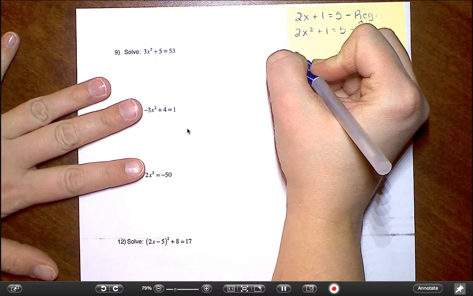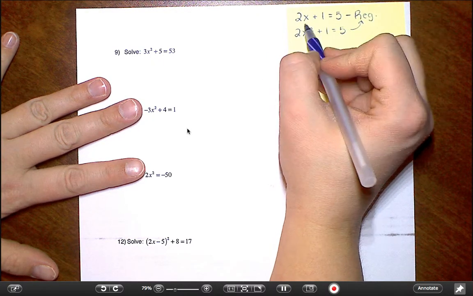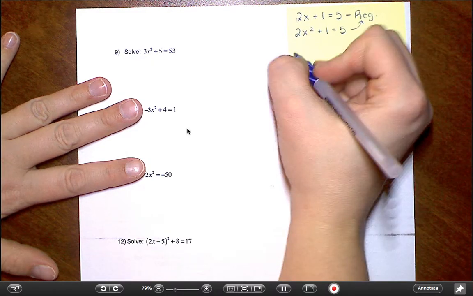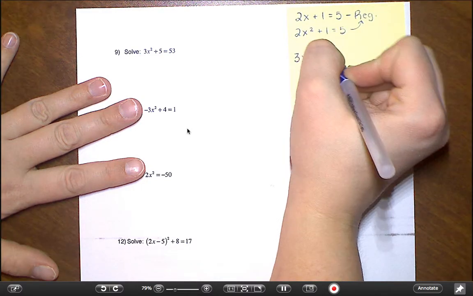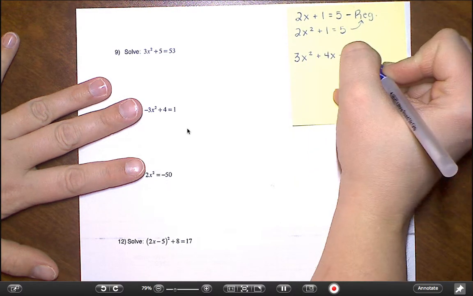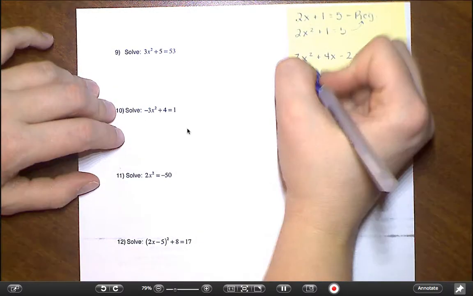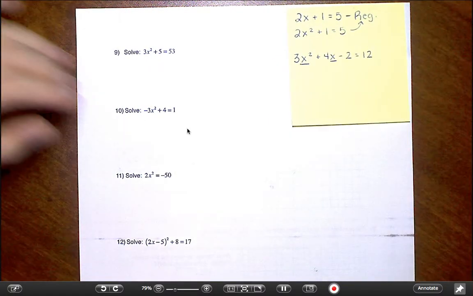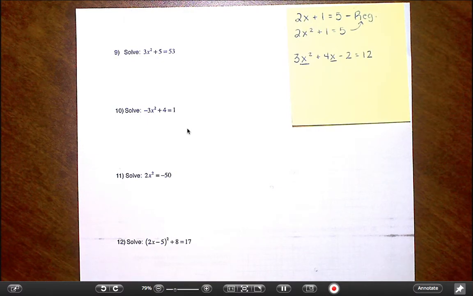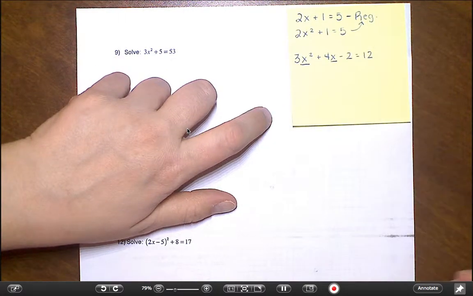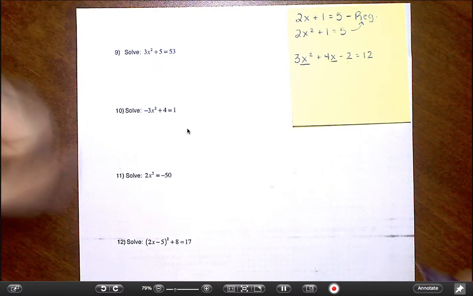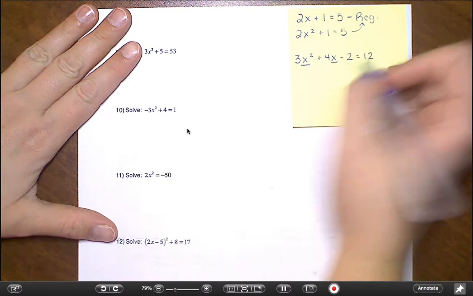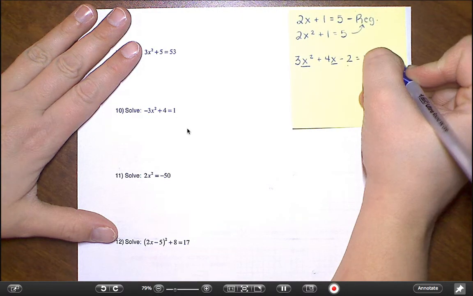However, when I throw something at you that has an x squared and an x in it, something like 3x squared plus 4x minus 2 equals some number, I don't know, 12, I've got an x squared and an x that I don't have any way to combine, and I don't have any way to get them by themselves. And so this cannot be done with inverse operations. I can't add 2 and divide by 4. It's never going to get x alone to do that. So when I'm in this situation, I have to use the quadratic formula.